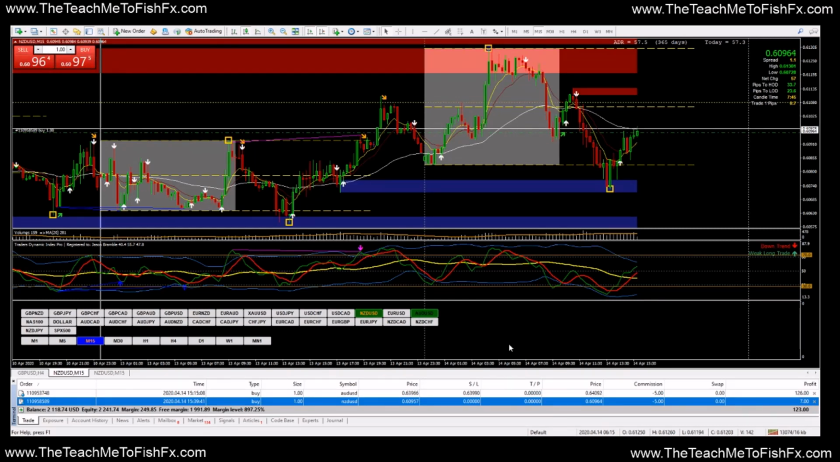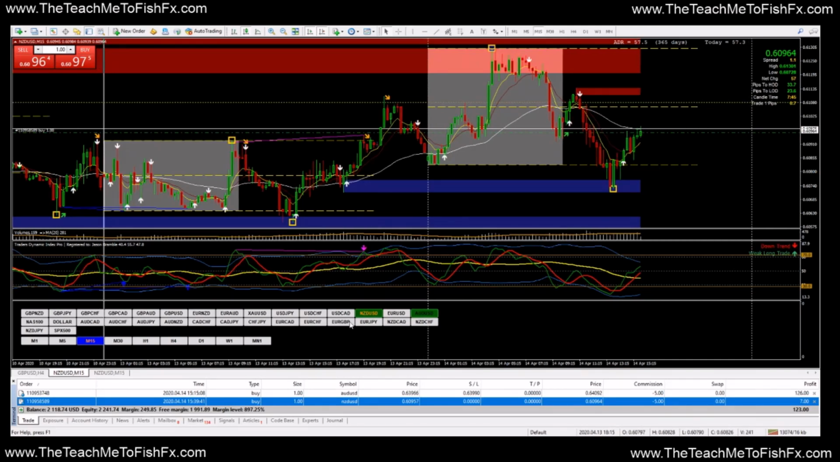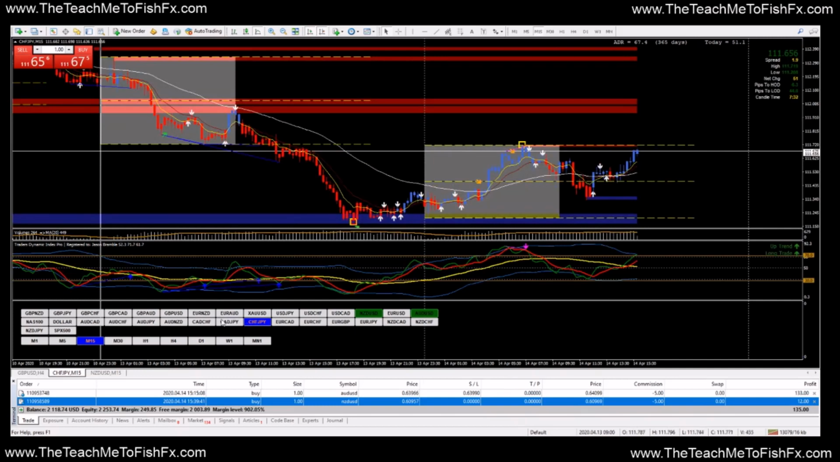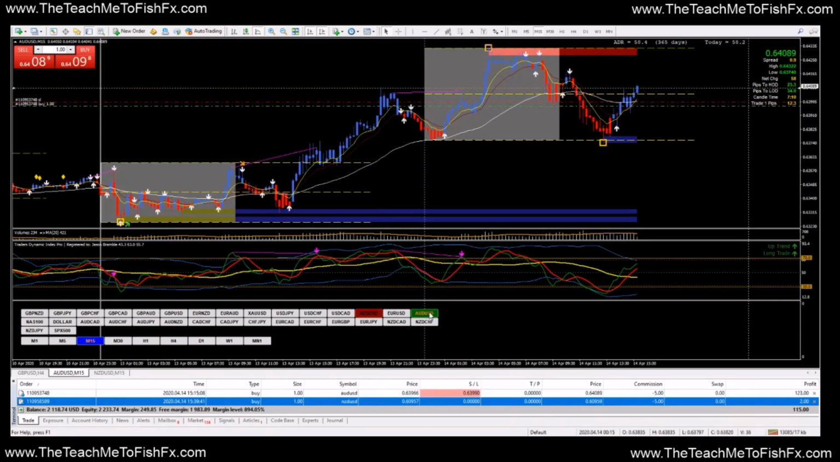Look for the easy setups. Don't trade the middle of the range type trade. You know, they've come out with these different types of trades now, but type one is when you get a break of the range, and those are the ones that I really like to trade.